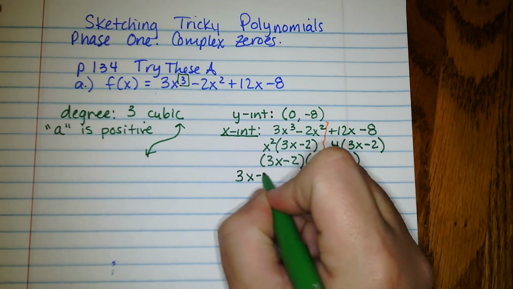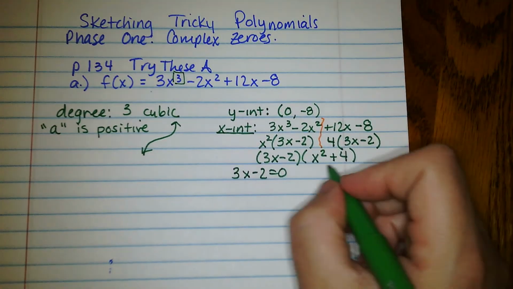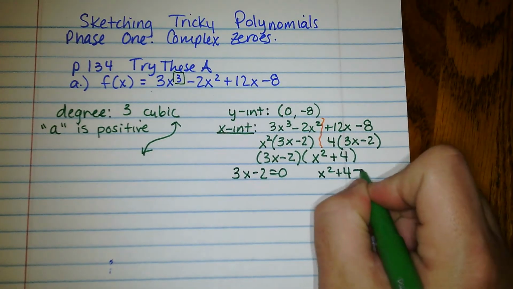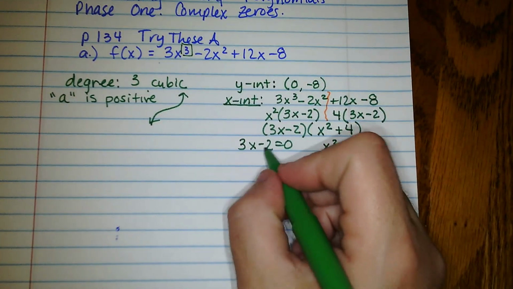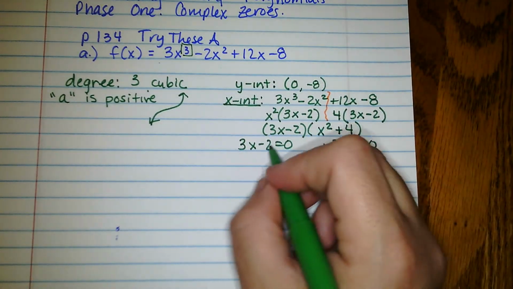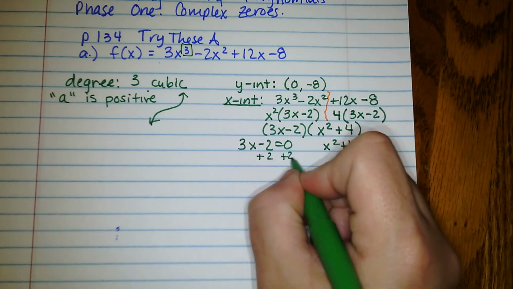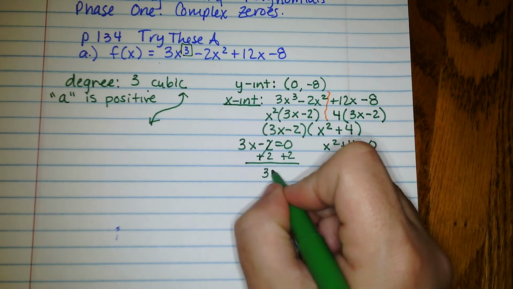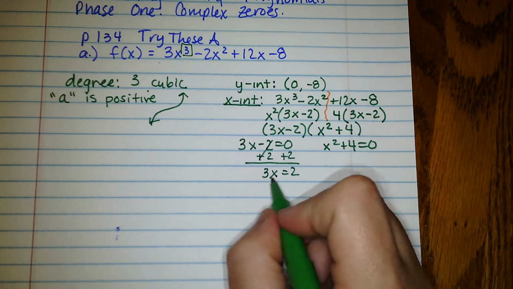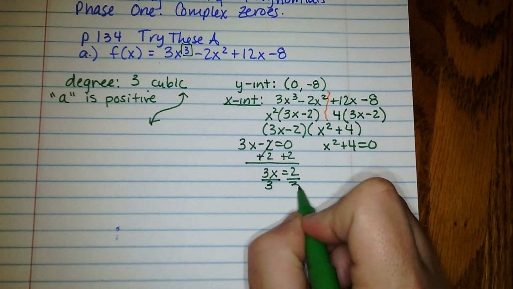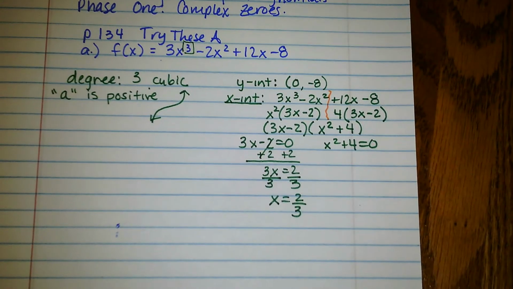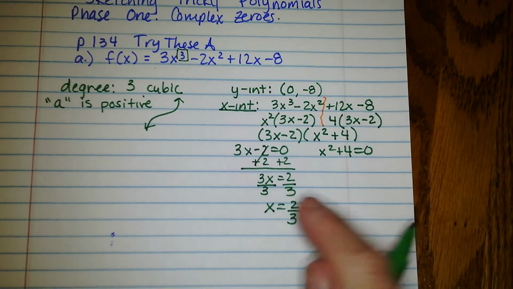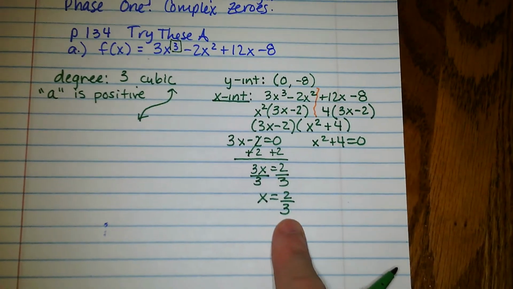So now I'm going to take my 3x minus 2 and set it equal to 0, and my x squared plus 4 and set it equal to 0. And I'm going to solve each of them for x. When I solve 3x minus 2 equals 0, I'm going to do my additive inverse to get 2 on the other side, and then divide by 3 to get x alone. And I get x is 2/3. So there's a root. There's a solution. That's a 0. That's where it's going to cross the x-axis.